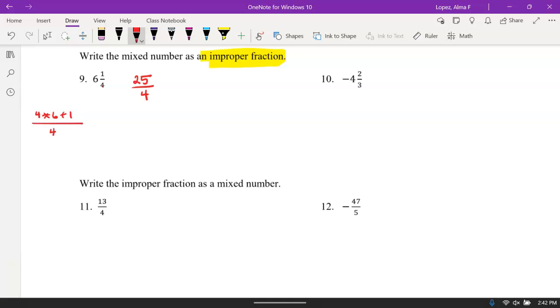I want to write that out to the side so you have it. But you take the 4, you multiply by 6, and add 1. So 4 times 6 is 24, plus 1 more is 25 over 4. And that's the improper fraction version of 6 1/4. Let's do it for negative 4 2/3.